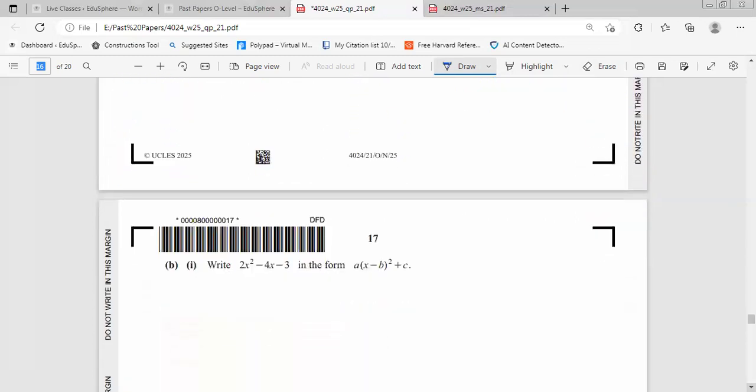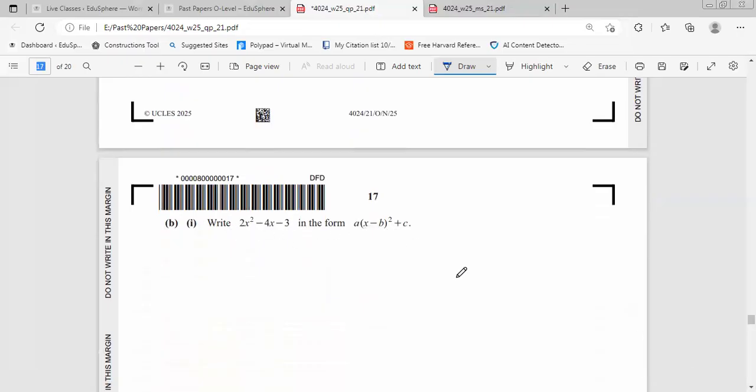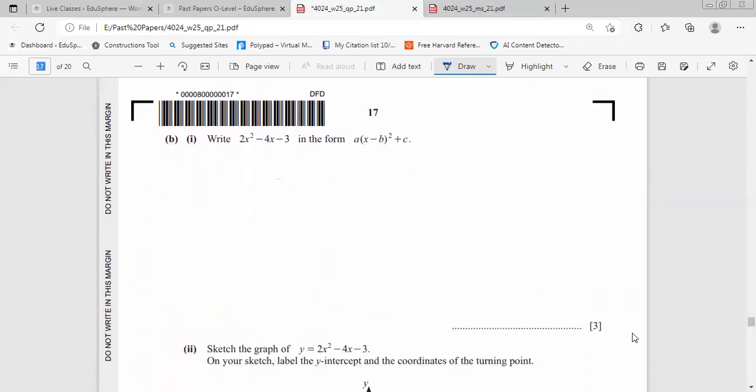Okay. So the next question says that we have to complete the square in the form of a bracket x minus b whole square. Now, since 2x square is not a square, first I'm going to take this 2 as common from the whole equation. So it will be x square minus 4x divided by 2 is 2x, minus 3 by 2.